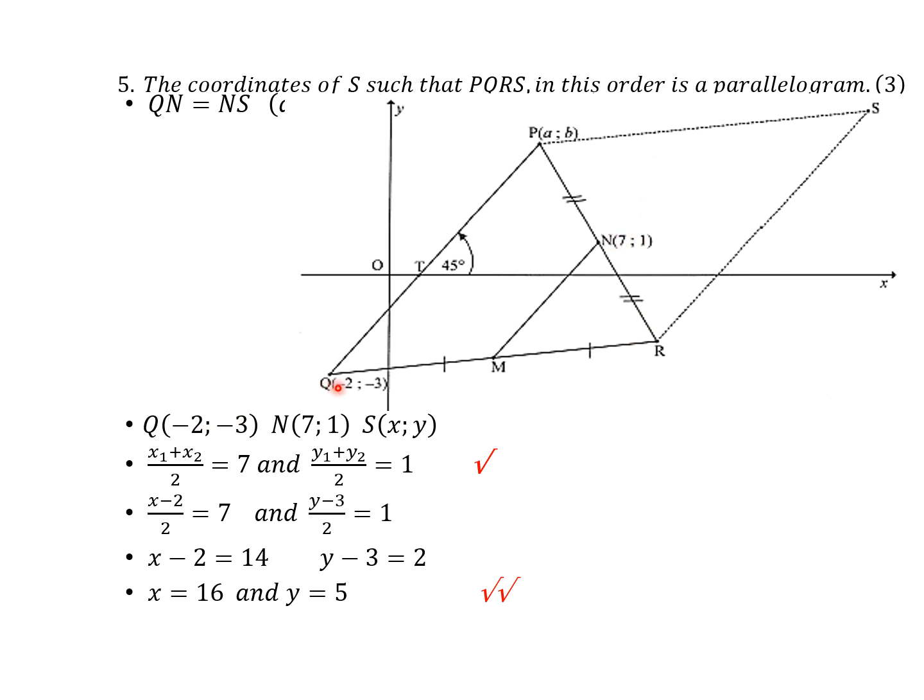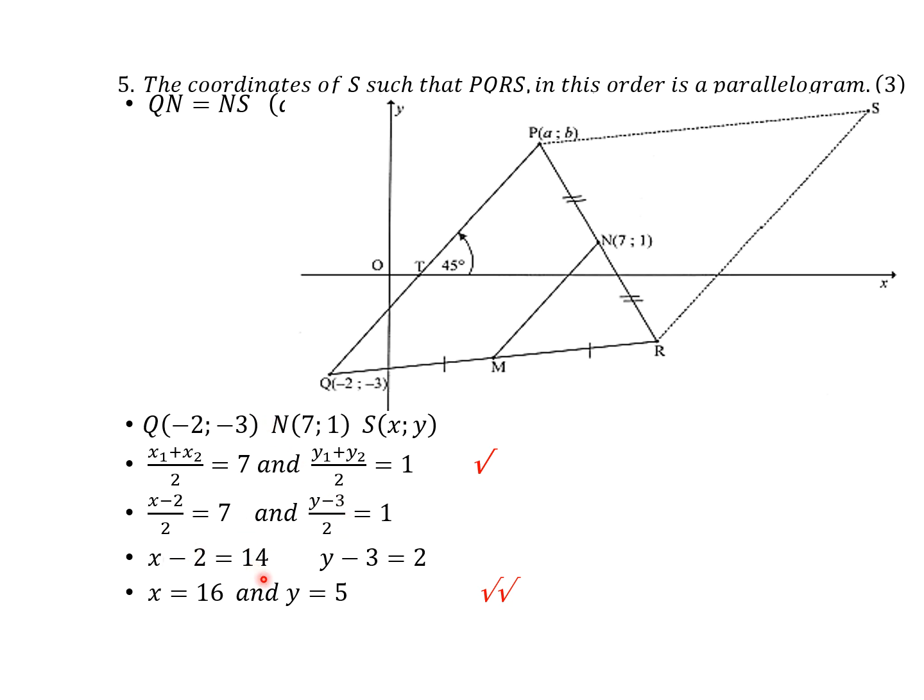Q is (-2, -3), N is (7, 1), and S is (x, y). So again, if I'm using the midpoint, (x1 + x2)/2 equals 7, and (y1 + y2)/2 equals 1. Right? So (x - 2)/2 equals 7, and (y - 3)/2 equals 1.